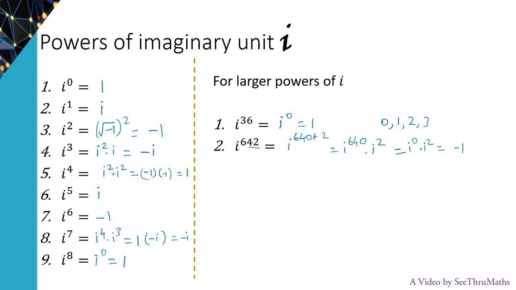The value of i^642 is -1. Third one, i^-536. The same logic here. 36 is the last number, so 9 into 4 is 36. So this number is divisible by 4. Since it is divisible by 4, it is i^0, which is equal to 1.